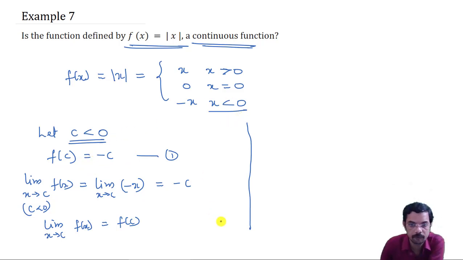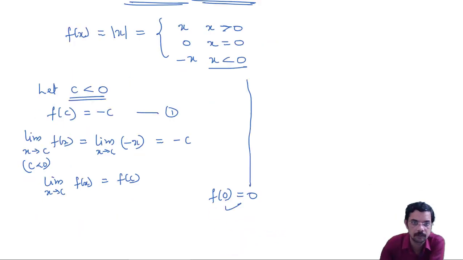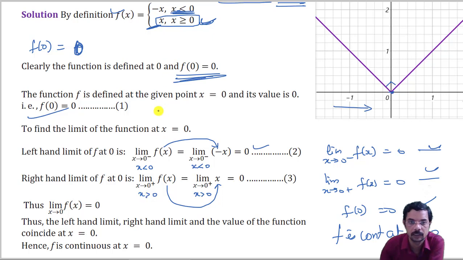Now, what is f of 0? f of 0 is equal to 0. The function is defined. From the left it is 0 and from the right also it is 0. We have shown that in example number 3. In example number 3 we have shown that the function is continuous at x equal to 0.